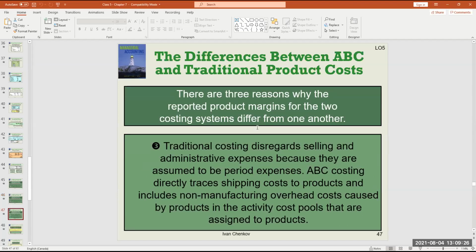Next, traditional costing disregards the selling and administrative expenses and treats them directly as a period cost, or directly expensed, whereas activity-based costing, first, directly traces the shipping cost to the product. Second, it includes the non-manufacturing overhead costs, which are caused by the product, in the cost pools, which are assigned to the product.